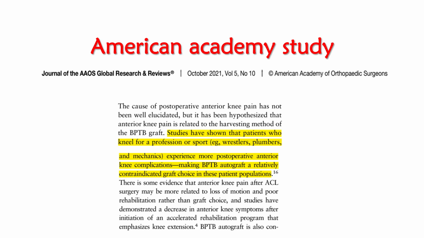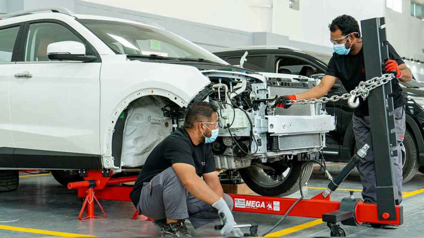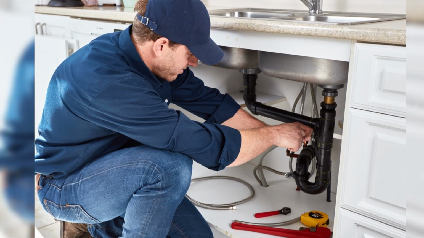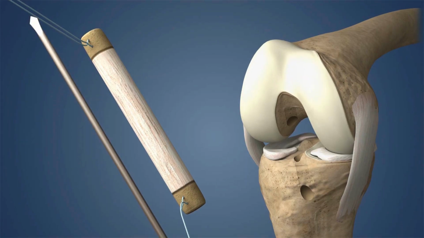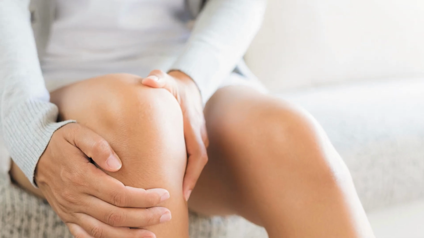So this is one of the articles published in the Journal of the American Academy of Orthopaedic Surgeons. This study shows that in people who need to kneel down either for profession or for sports, for example, car mechanics, plumbers or wrestlers who have to bend down and kneel, for these individuals, bone-patellar tendon has to be avoided because of the higher incidence of anterior knee pain.